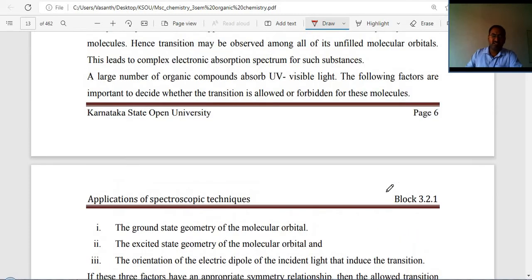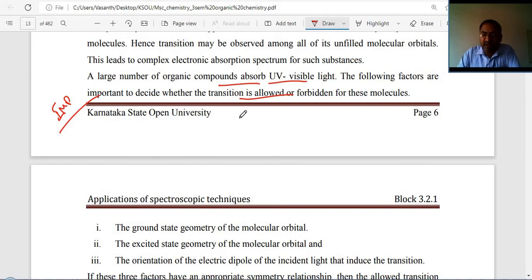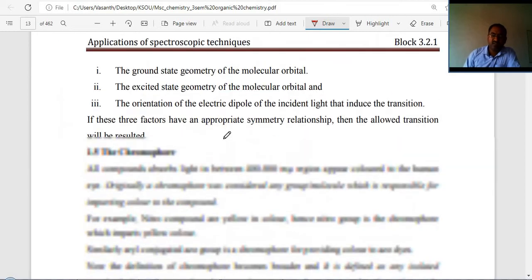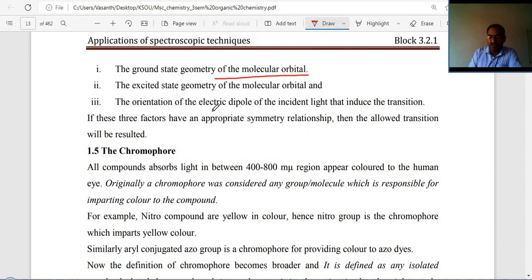Next, a large number of organic compounds absorb UV visible light. The following factors are important to decide whether the transition is allowed or forbidden for these molecules: the ground state geometry of the molecular orbital, the excited state geometry of the molecular orbital, and the orientation of the electric dipole of the incident light that induces the transition. If these three factors have an appropriate symmetry relationship, then an allowed transition will result.